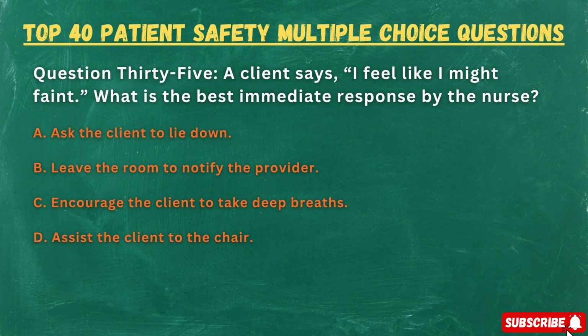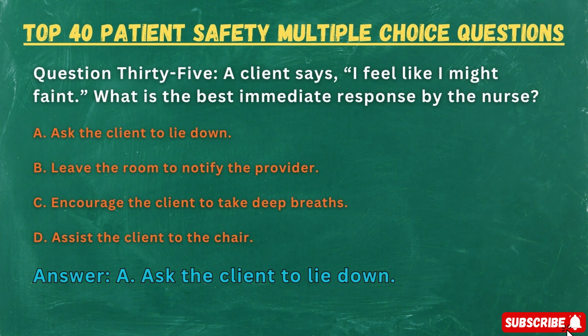Question 35. A client says, "I feel like I might faint." What is the best immediate response by the nurse? A. Ask the client to lie down. B. Leave the room to notify the provider. C. Encourage the client to take deep breaths. D. Assist the client to the chair. Answer: A. Ask the client to lie down.